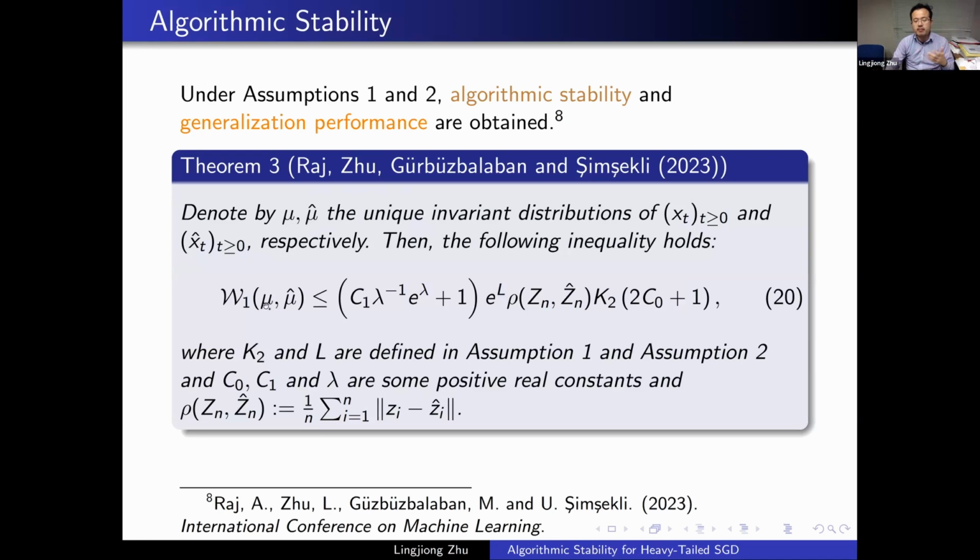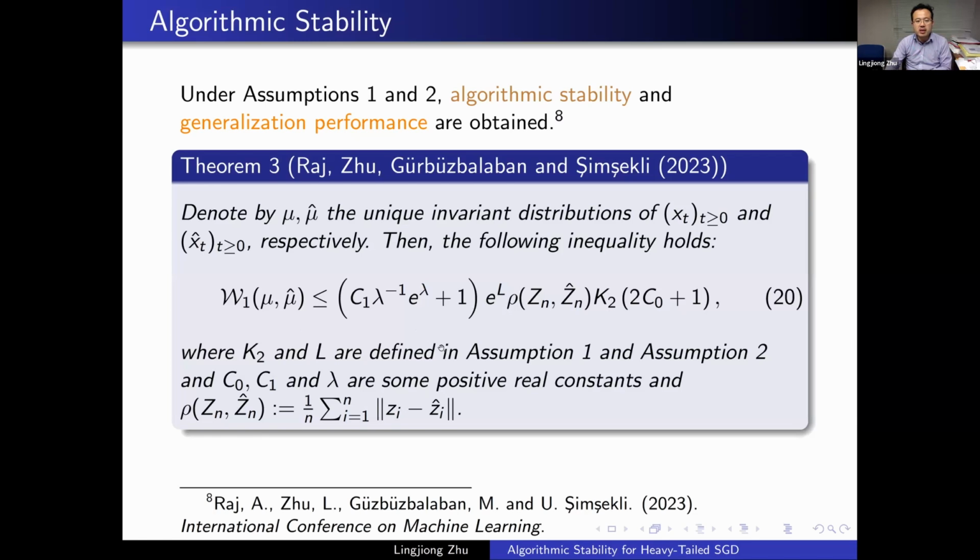Here, just to make the illustration simple, we just look at the case when t goes to infinity, comparing the invariant distributions as t goes to infinity when you have two slightly different data sets. And then basically we obtain this Wasserstein stability bound. C1, lambda, etc., are all positive constants that can be spelled out explicitly, and also C0, C1, K2 here.